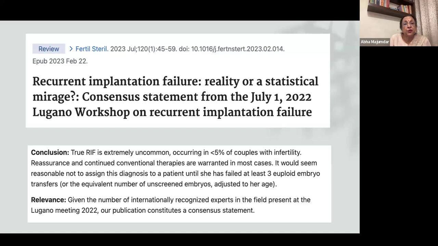The true incidence of RIF is extremely uncommon, occurring in less than 5% of couples with infertility. How many reach IVF? Much fewer. So it is even lower than what is written here. What is really important is reassurance. Reassure the patient, reassure yourself. Have faith in your lab, in your embryology. Reassurance and continued conventional therapies are warranted in most cases.